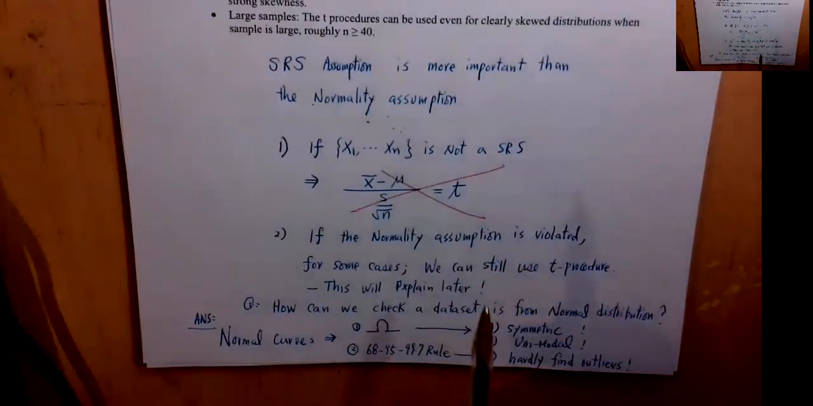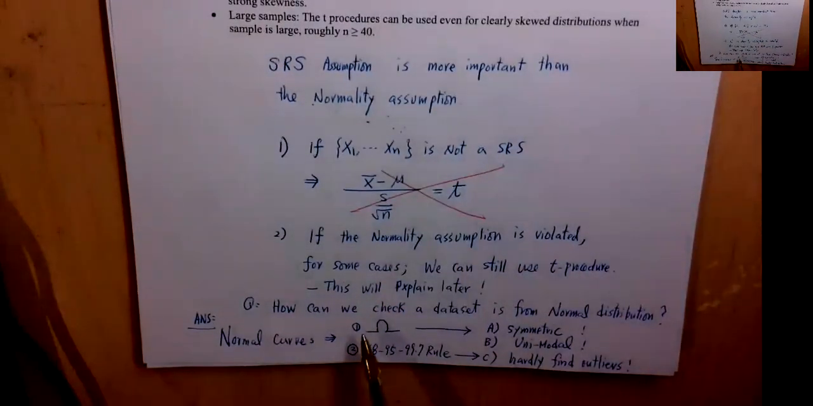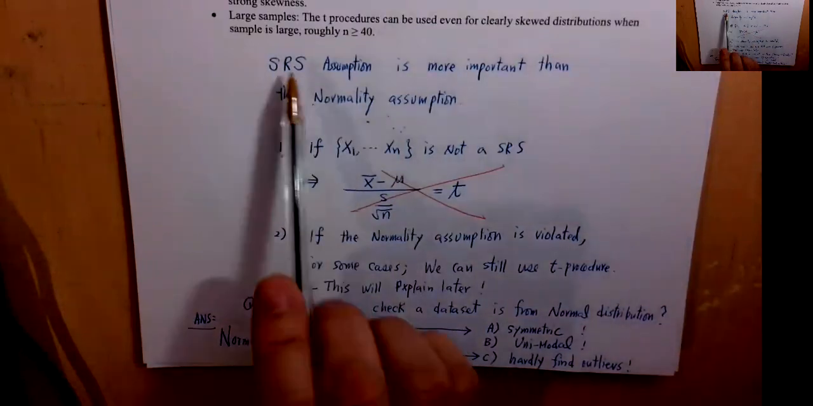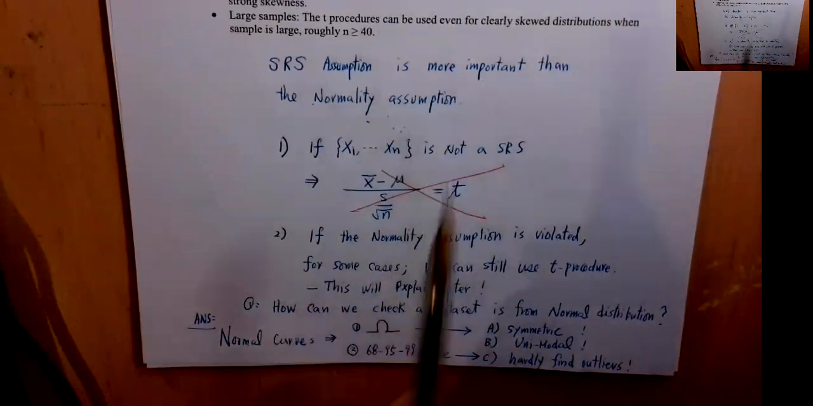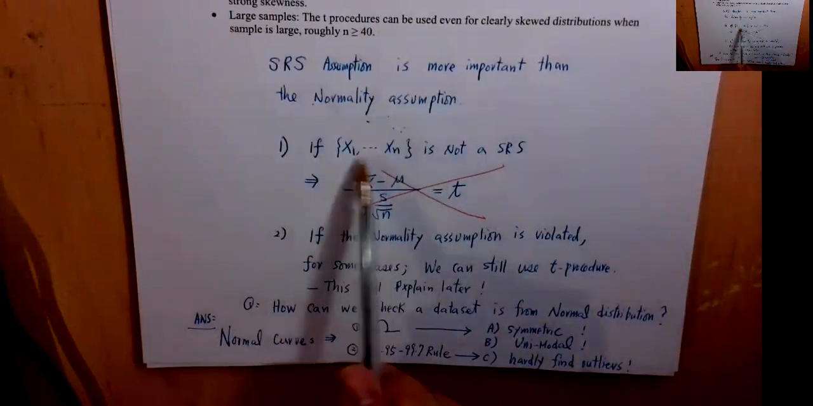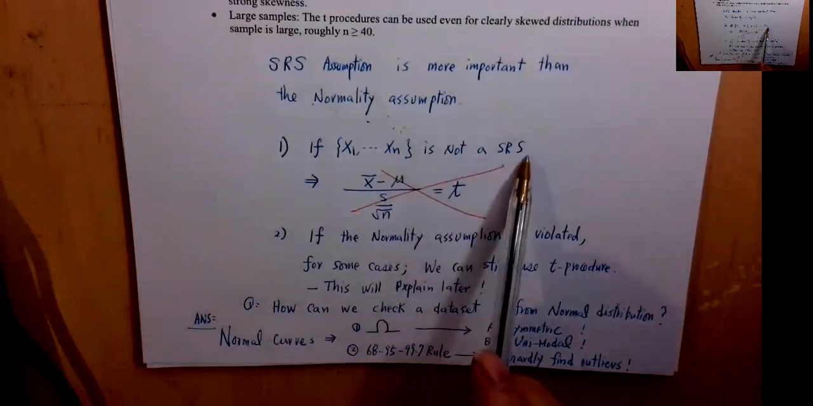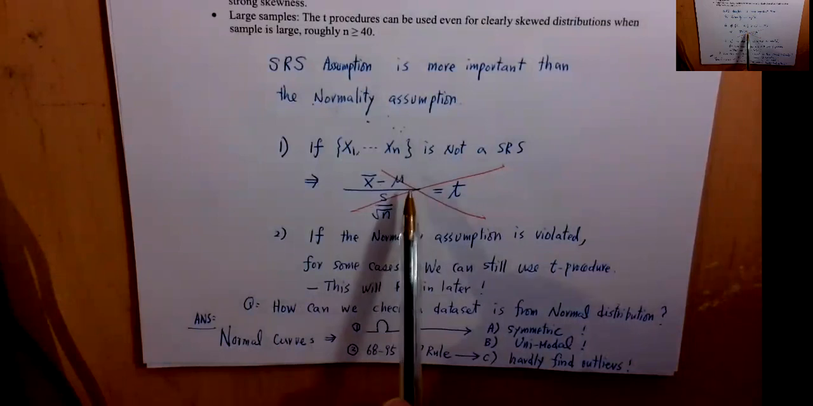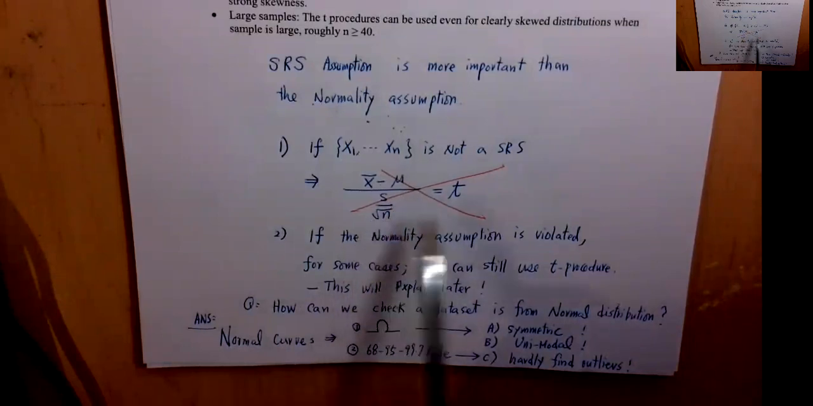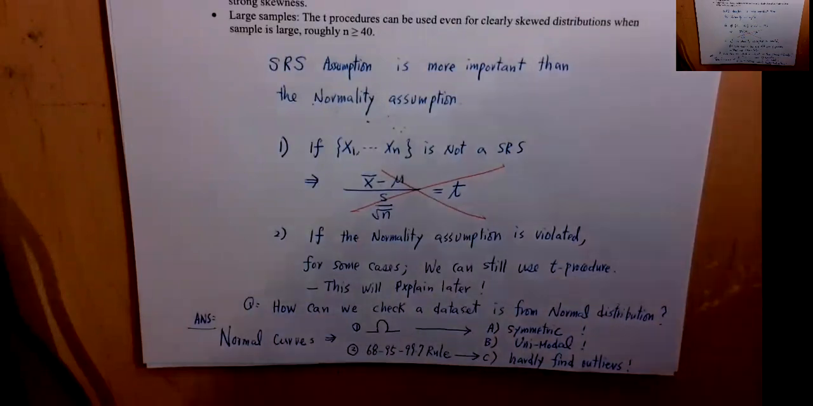Okay, let's go back to where we stopped before the break. We say the simple random sample assumption is more important than the normality assumption. When X1 up to Xn is not a simple random sample, then the sample mean subtract the population mean over sample standard deviation divided by square root n doesn't follow t at all.